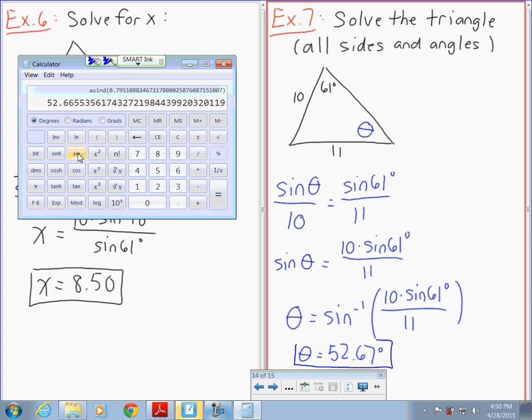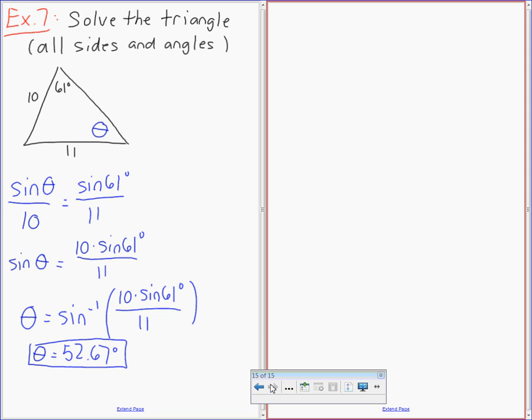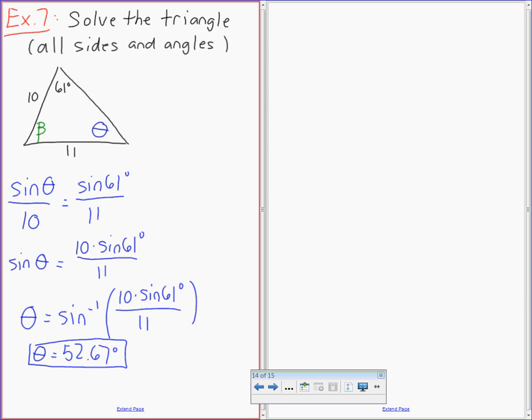I'm going to show you one last time a little bit slower to make sure that we're good. So I do inside the brackets first: 10 times sine 61 equals, divided by 11 equals, and then inverse sine. You get 52.67. Now you're probably saying, yeah, wonderful, Mr. Sadler, I could do that, I'm brilliant at math, but I don't know how to solve the rest of it. Let's keep going for beta, because that's got to be the next thing. And I'll put x in there as well.